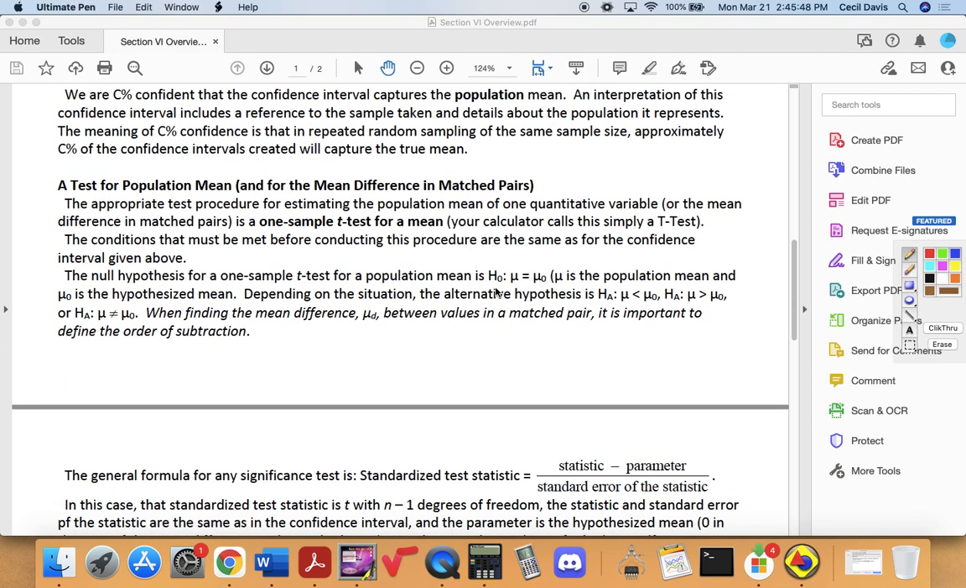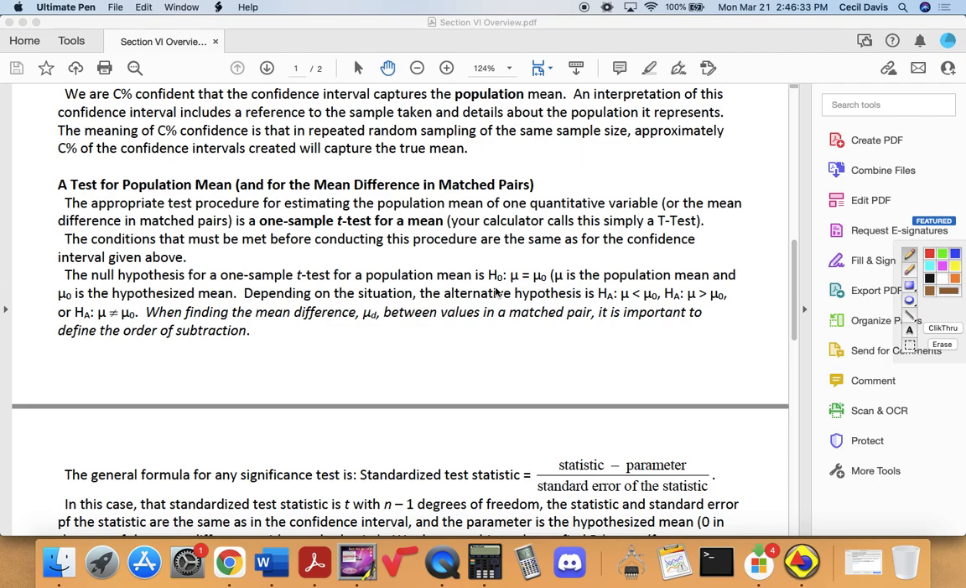So with confidence intervals, I think everyone has finally gotten to the place where they're pretty good at this. We are C%, whatever that C is, confident that the confidence interval captures the population mean. When you're interpreting, you have to include 2 things, and this is straight from the College Board: a reference to the sample taken and details about the population. So you have to talk about both the sample and the overall population that it's drawn from. The meaning of C% confidence is that in repeated random sampling of the same sample size, approximately C% of the confidence intervals created will capture the true mean.